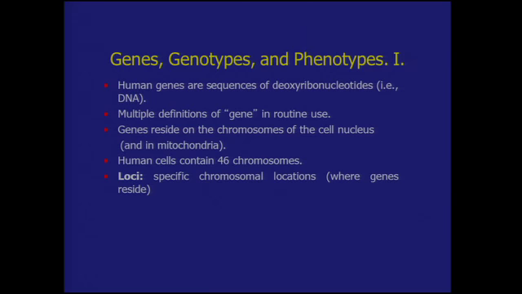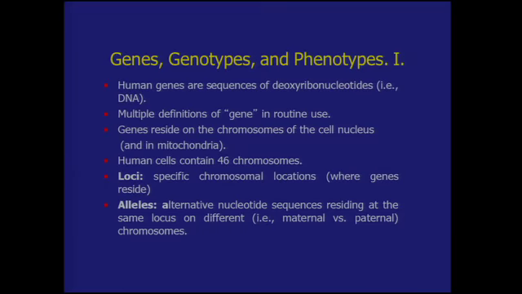Now here's two other key terms. Positions on chromosomes are known as loci. The singular is locus. So a locus is a specific chromosomal location where a gene resides. It's like an address. So we could talk about your location on a street, and that would be a locus. Alleles are alternative nucleotide sequences residing at the same locus.